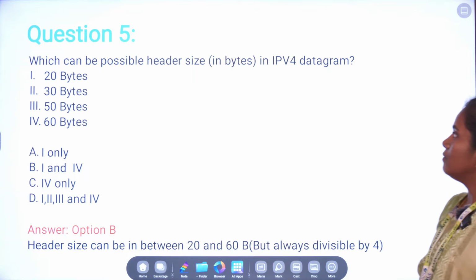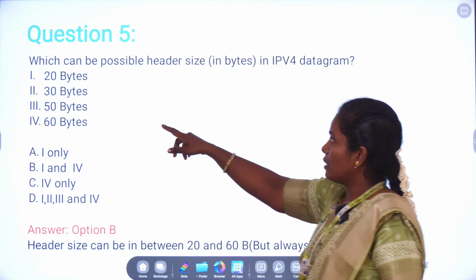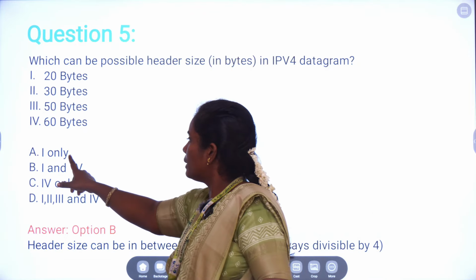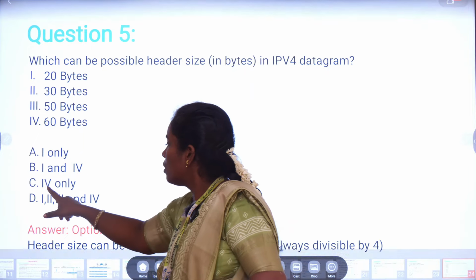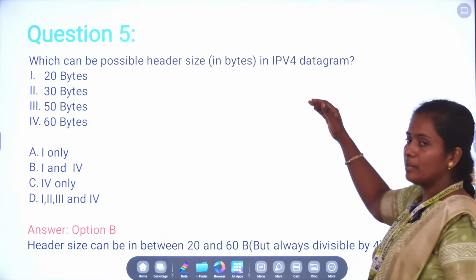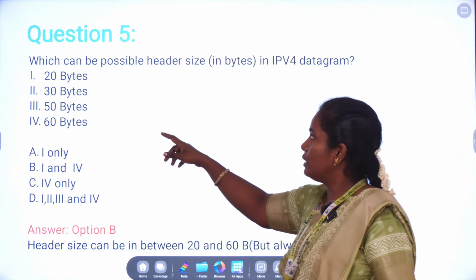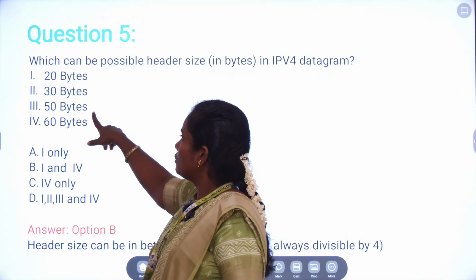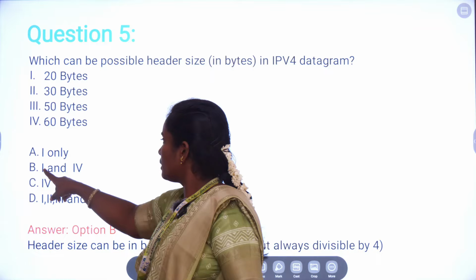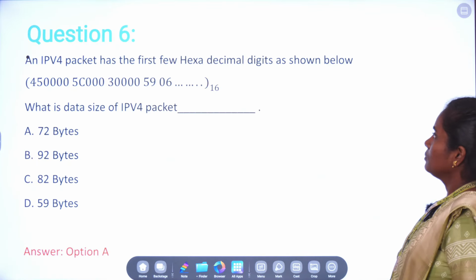Next, question number 5. Which can be a possible header size in bytes of an IPv4 datagram: 20 bytes, 30 bytes, 50 bytes, or 60 bytes? The options are 20 bytes only, or 20 bytes and 60 bytes, or 60 bytes only, or all of the above. The header size can be between 20 and 60 bytes, but we have to consider that it is divisible by 4. 20 is divisible by 4, 30 is not divisible, 50 is also not divisible, and 60 is divisible by 4. So 20 and 60 are the answer, that is the first and the fourth, option B.